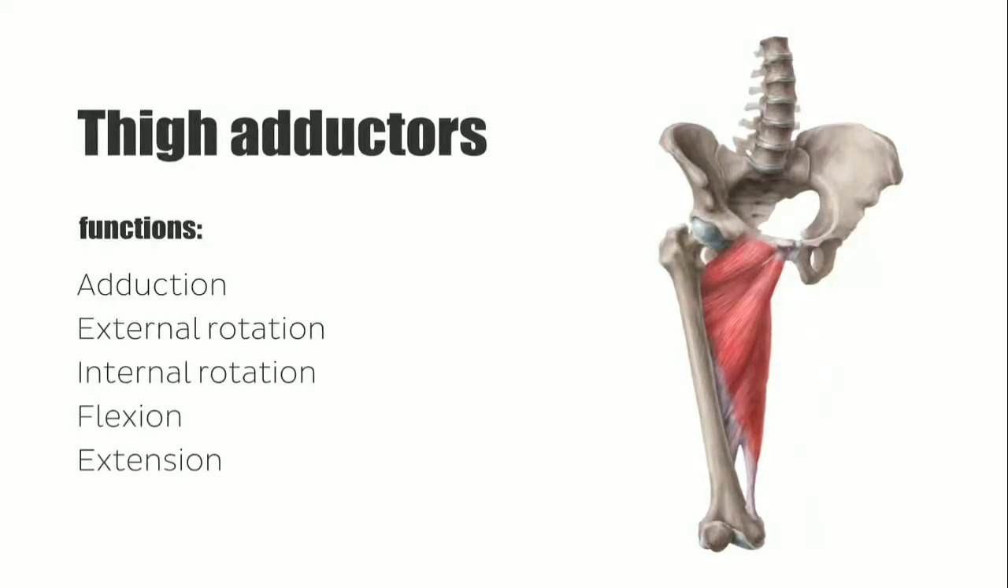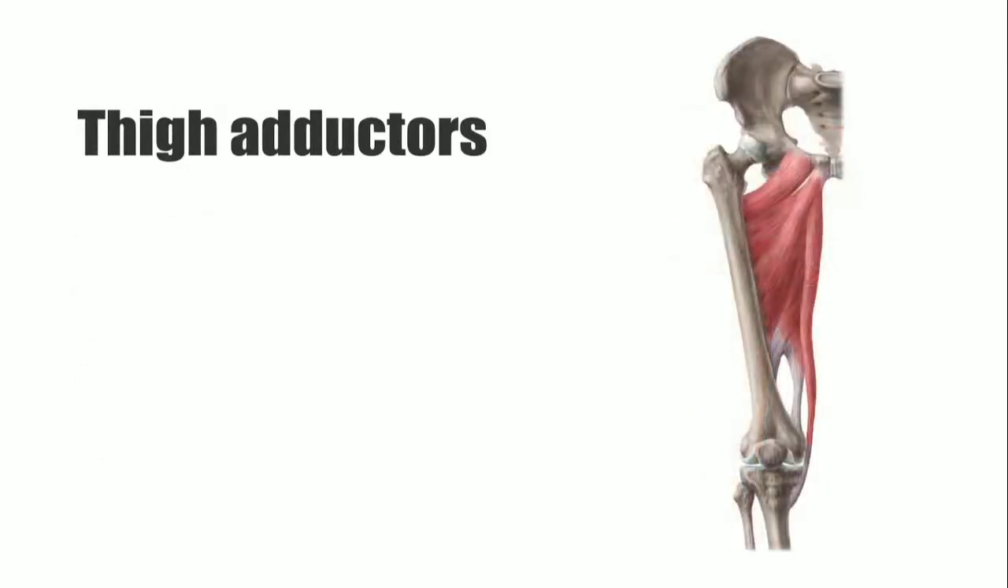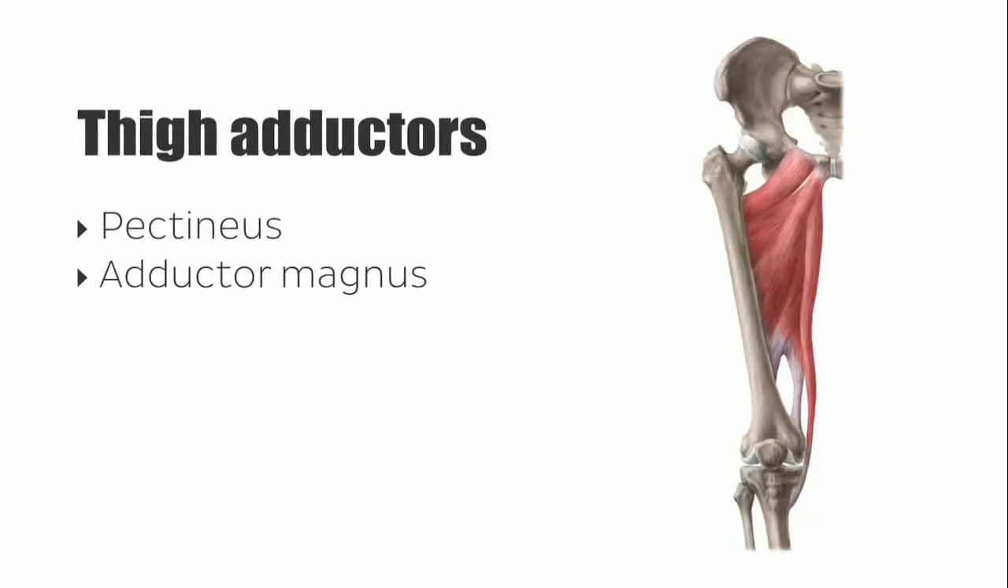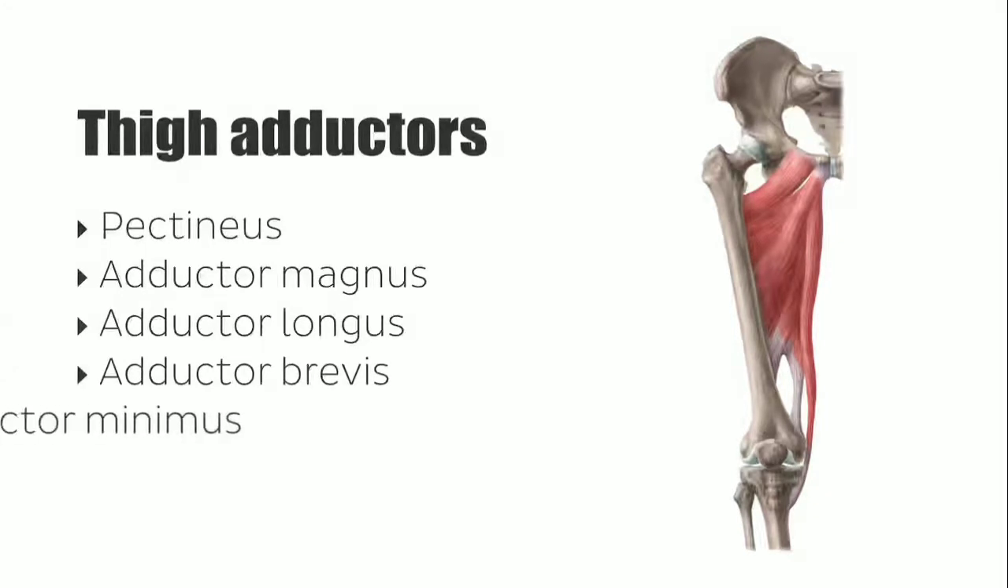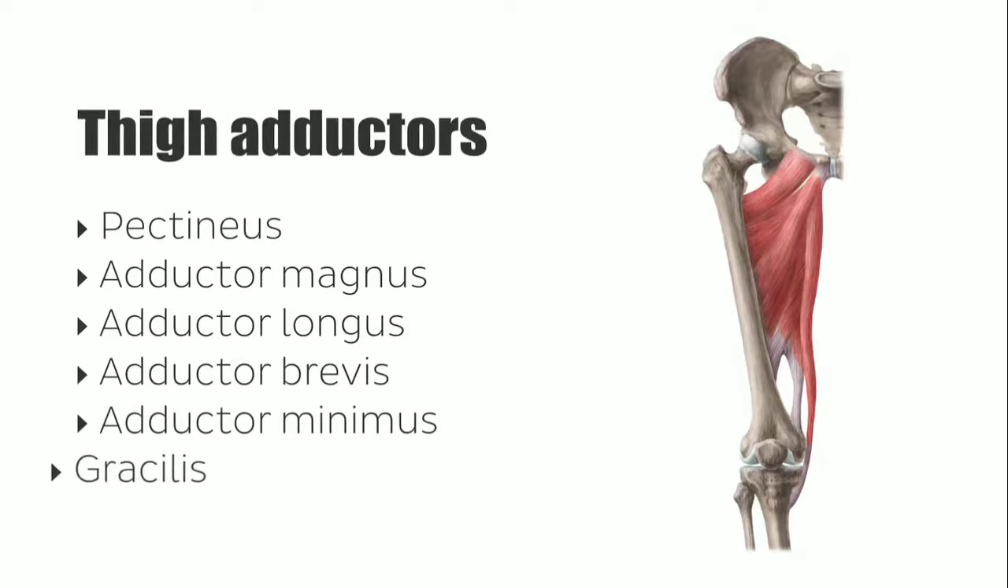Before I go on and talk about the different muscles that belong to the thigh adductors, I want to list them. These are the pectineus, the adductor magnus, the adductor longus, and if we have a longus, we might as well have a brevis and the adductor minimus. And we're going to finalize this tutorial talking about another muscle that belongs to this group, known as the gracilis.